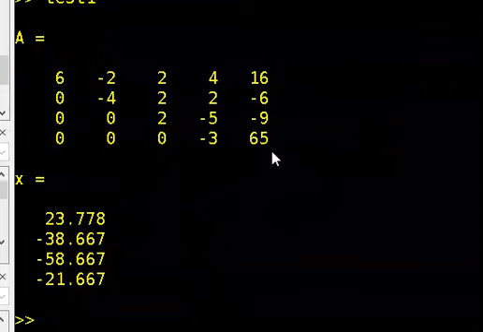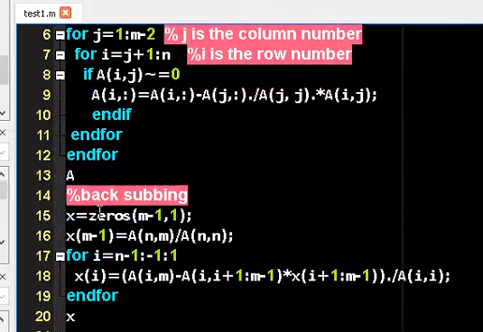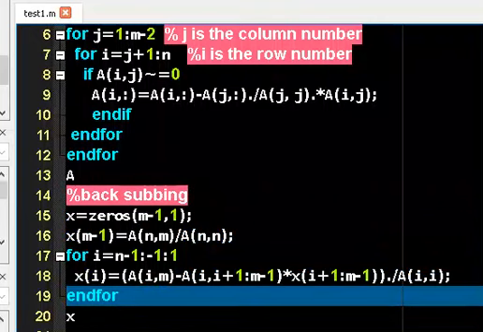This is the echelon form, the reduced echelon form, the reduced system. This is the original coefficient matrix with the right hand side. So when you solve this using backward substitution, you can easily obtain the solution.